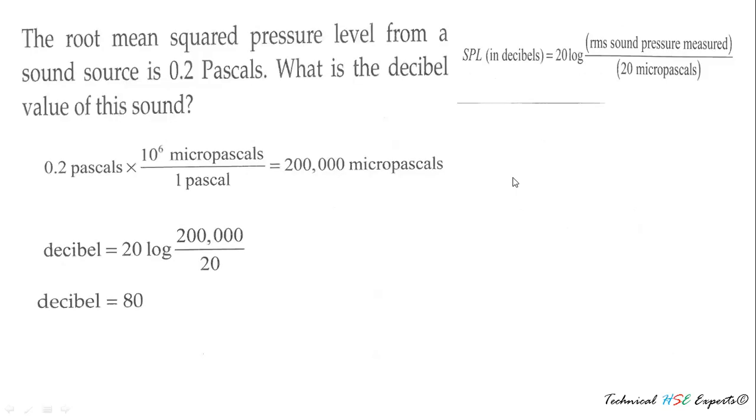Next question: the root mean square pressure level from a sound source is 0.2 Pascal. What is the decibel value of this sound? You can note down this formula because it will not be in our formula sheet. Basically this formula is used to convert Pascal to dB.